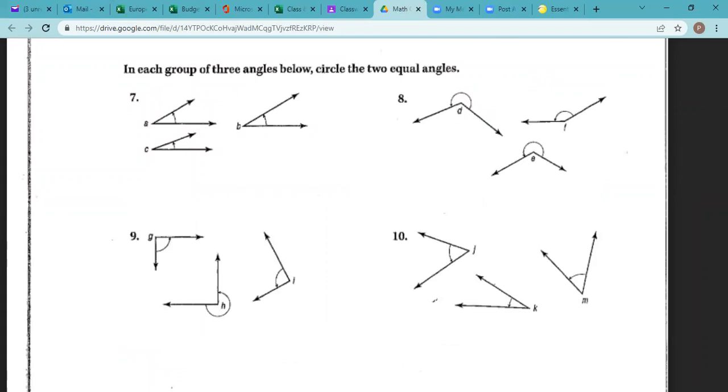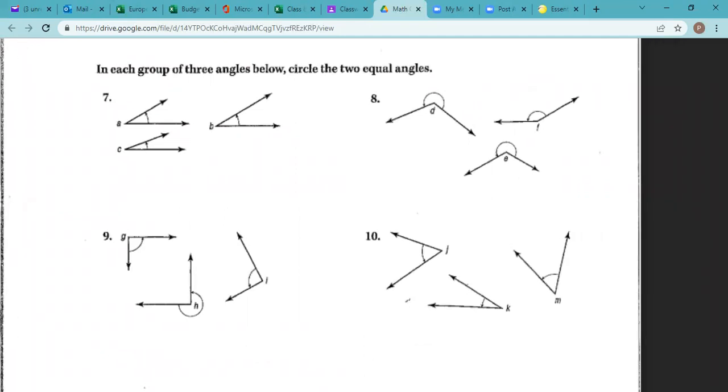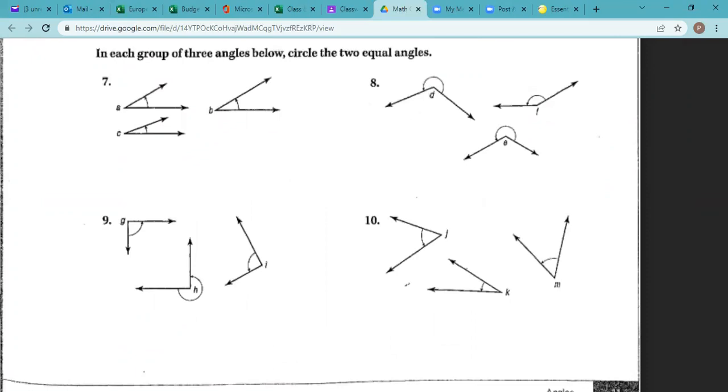Now this right here, in each group of three angles, circle the two equal angles. So I want you to go ahead and take a moment, and I want you to go ahead and do 7, 8, 9, and 10 right now. So go ahead and pause your video.